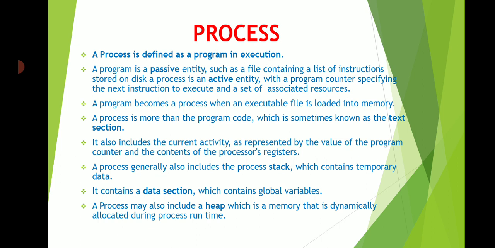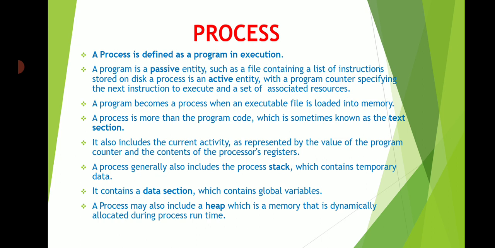Here, two entities are called in the process. First, a program is a passive entity, containing a list of instructions stored on a disk. And another one, an active entity, which has a program counter specifying the next instruction to execute and a set of associated resources.